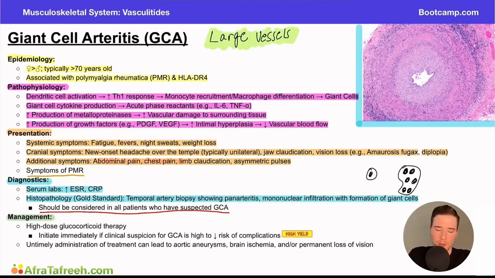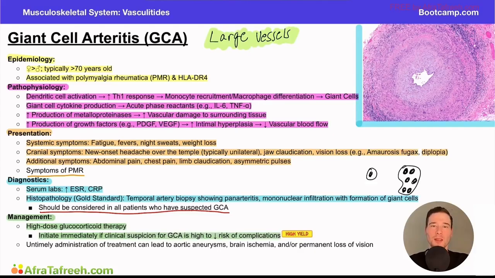So when we turn our attention to the management options here, we see that high-dose glucocorticoid therapy is the first thing on the list. Why is that? How does that relate to the diagnostics we just talked about? You want to initiate glucocorticoids immediately if your suspicion for GCA is high, to decrease the risk of complications. What are those complications?